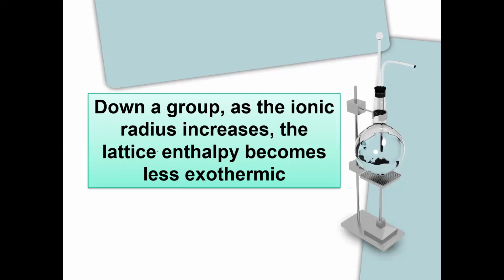Down a group, as the ionic radius increases, the lattice enthalpy becomes less exothermic. In simple terms, it decreases. Again, chemistry is a formal subject. So chemistry says less exothermic, it actually means decreases, but they want people to write in this format. So now you have to copy this screen.